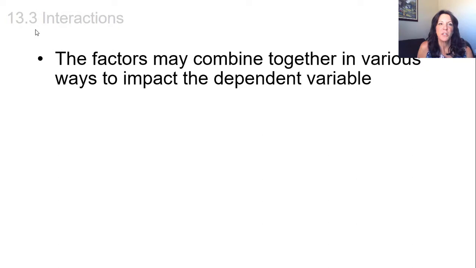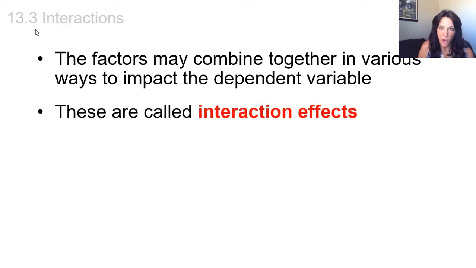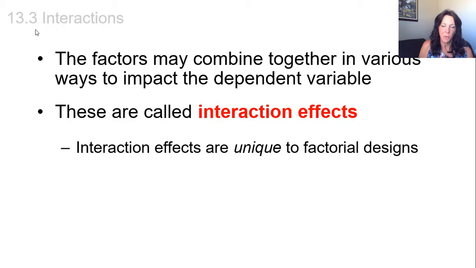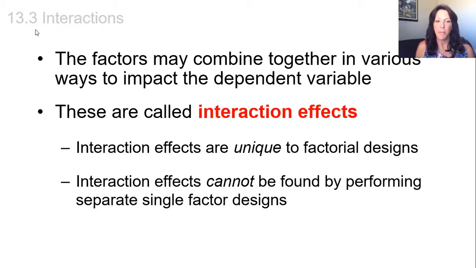So interactions are the case where factors can combine together in various ways to impact the dependent variable. And this is called interaction effects. Interaction effects are unique to factorial designs, and they can't be found by performing separate single factor designs.